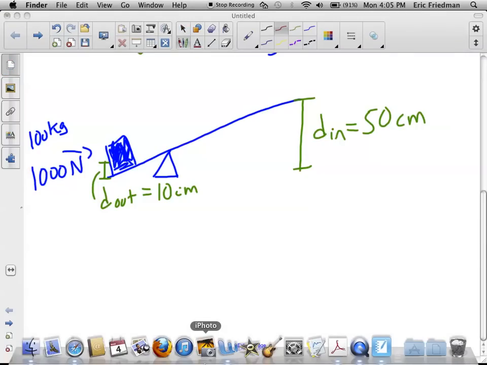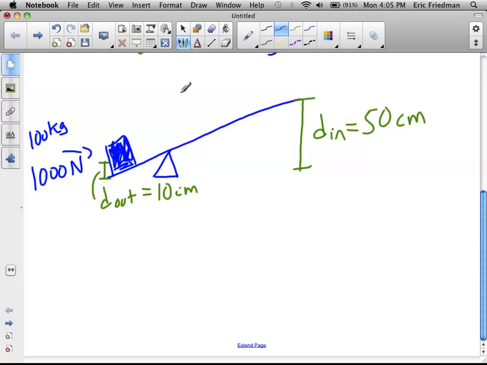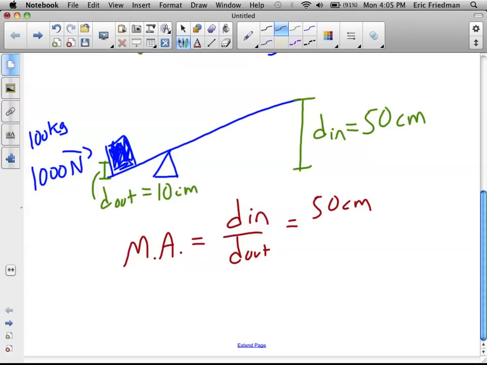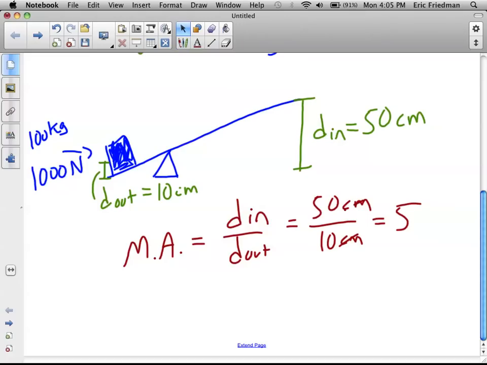What's the mechanical advantage? MA. Well, that's going to be my distance in divided by my distance out, which is 50 centimeters divided by 10 centimeters, 5. No units on mechanical advantage, right? Because the centimeters cancel with the centimeters. So there's no units, it's just a mechanical advantage of 5. What that means is that it's 5 times easier to lift it.